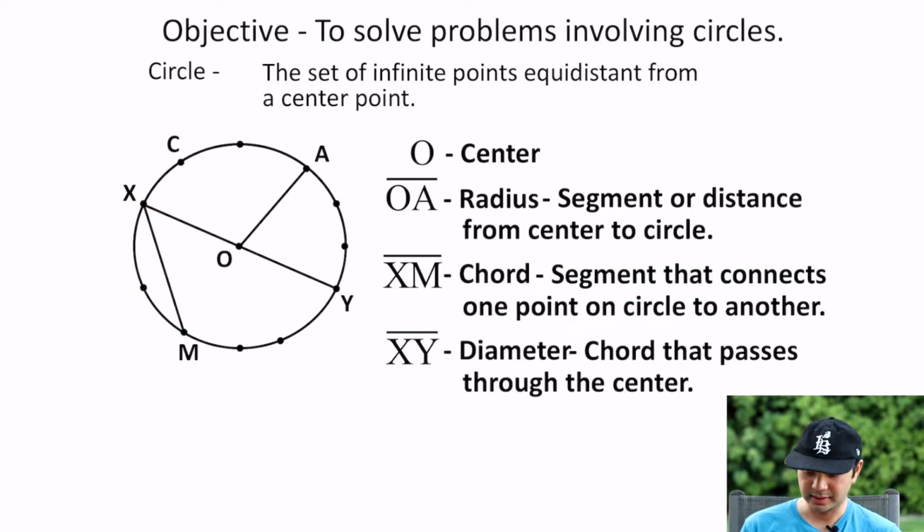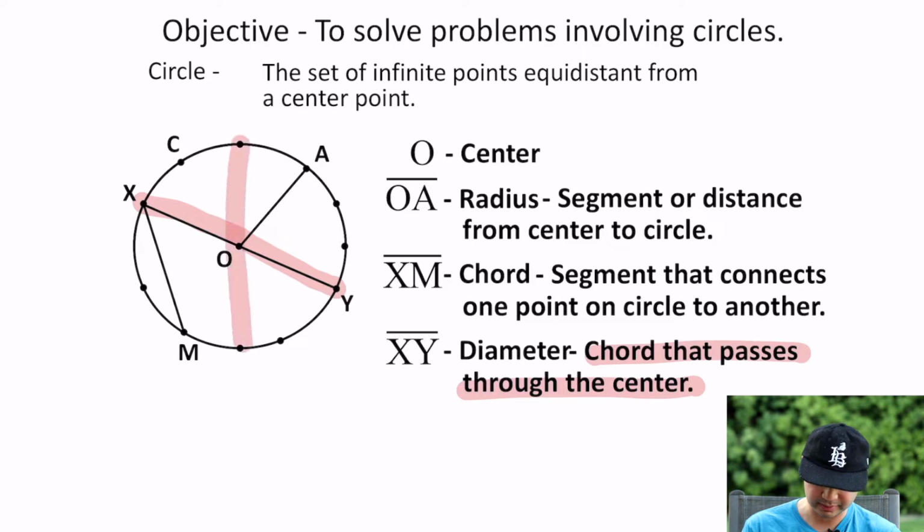And then finally, diameter. So diameter is actually a chord. Remember, a chord is a segment that connects one point of a circle to another. It's a chord that passes through the center. So in this case, XY is a diameter. Another diameter could be from here to here as well, as long as it goes from one part of the circle to another part, and it also passes through the center.